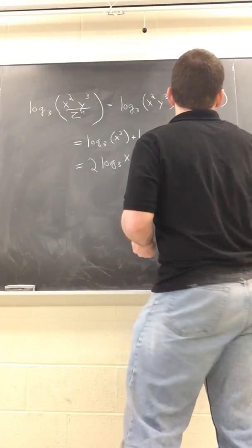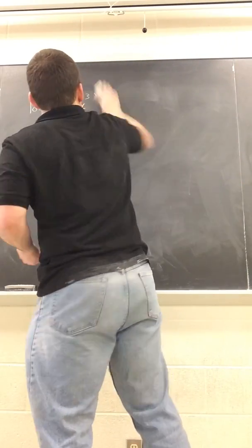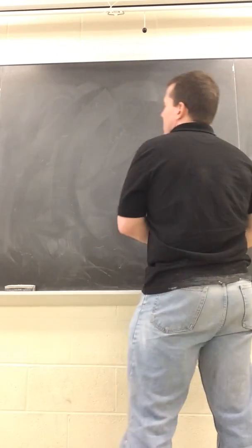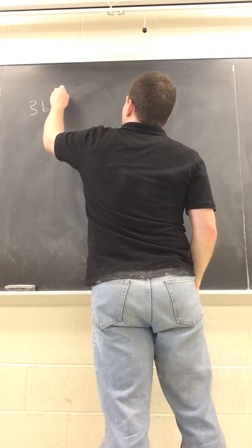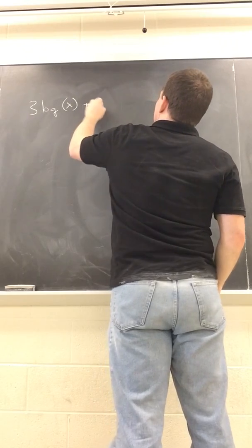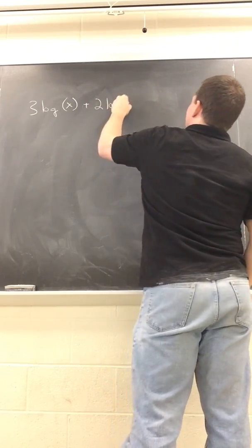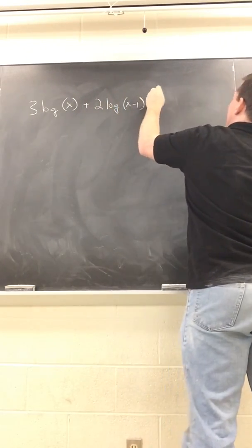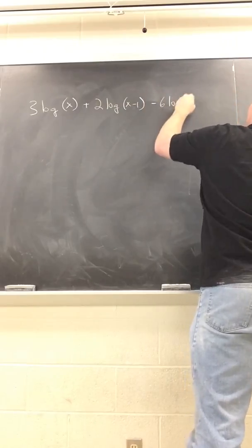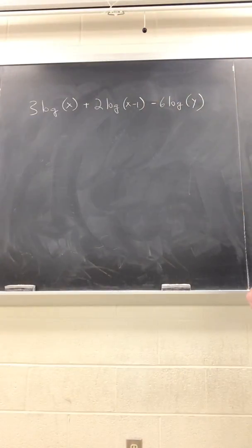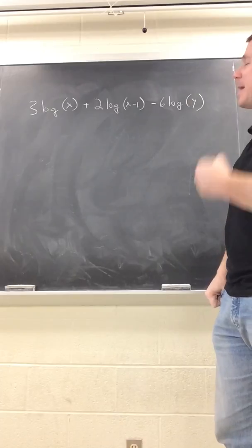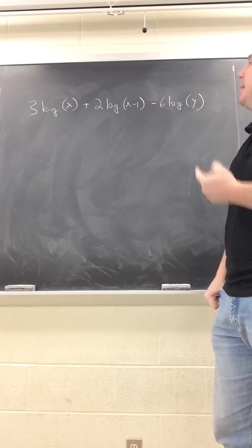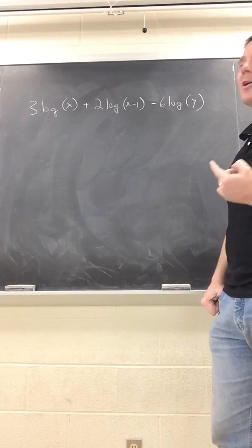So, one more. Suppose we have 3 log of x plus 2 log of x minus 1 minus 6 log of y. Rewrite that as one log. First off, I will point out these are all just logs. I don't have a base there. You all remember that's the common log, base 10. But now, use the properties to write that as one log.